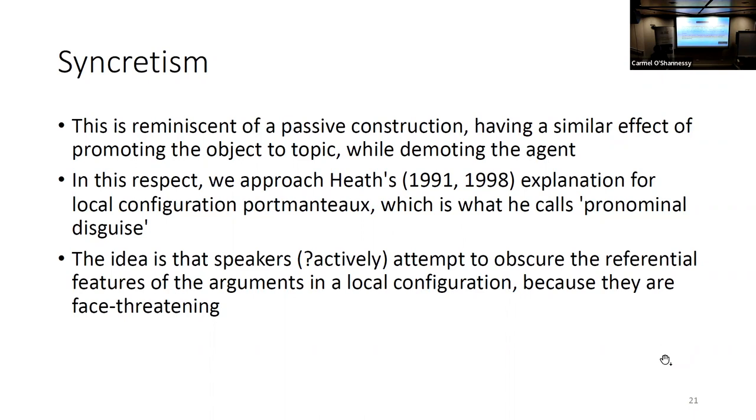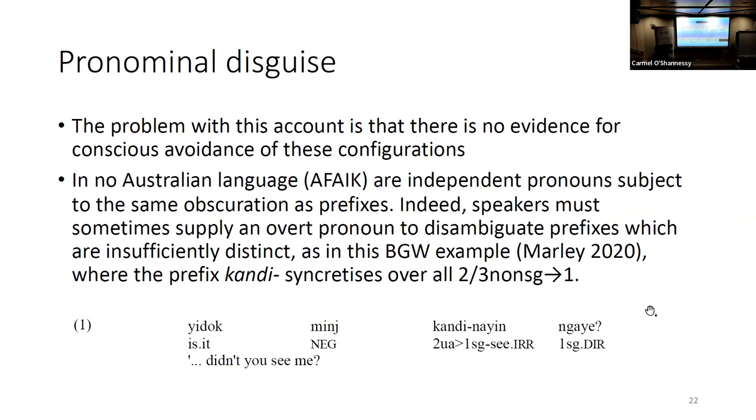It's not a passive, of course. It has differences to a passive. But in this respect, we're approaching Heath's explanation for local configuration portmanteaux, which is what he calls pronominal disguise. And the idea was that speakers maybe actively attempt to obscure the referential features of the arguments in local configuration because they're face-threatening. The problem with that explanation is, as Nick Evans reminded me, it never applies in the case of independent pronouns.